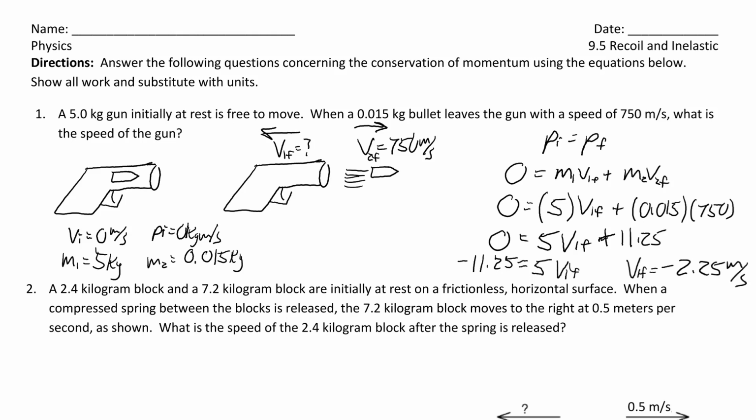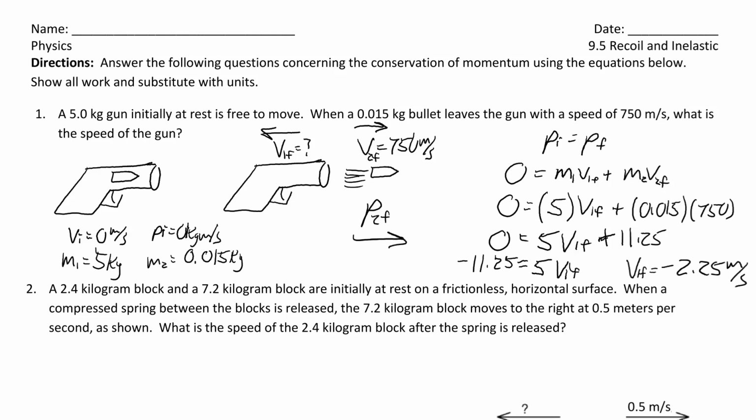So that's not very fast, luckily. I mean, you do feel that the gun gets pushed back into your hand a little bit, but luckily it's not going as fast as the bullet. That would be crazy. You'd blow your hand off. But the important thing to know is that the momentums are equal. So this was V2F.